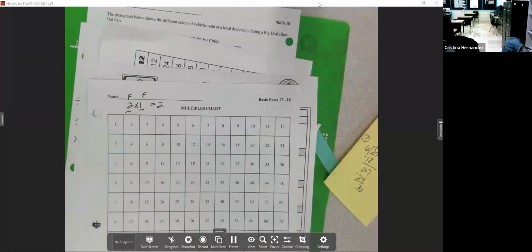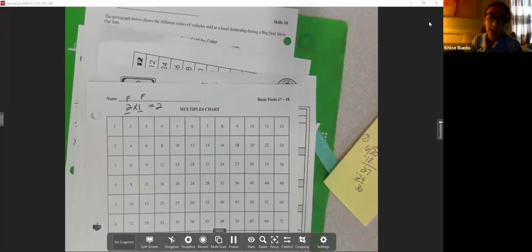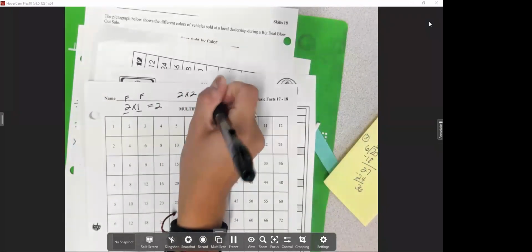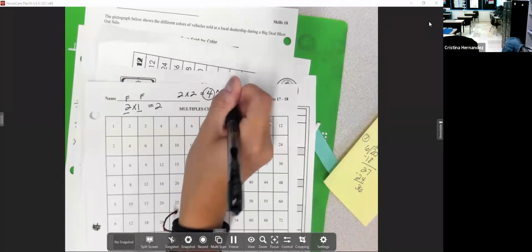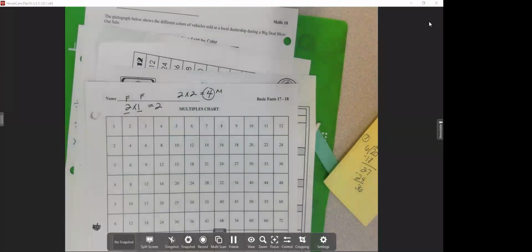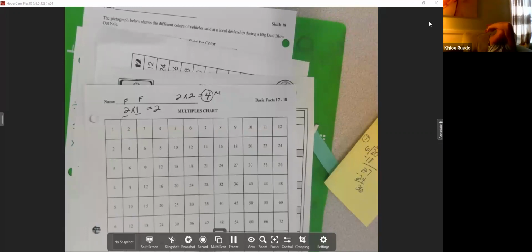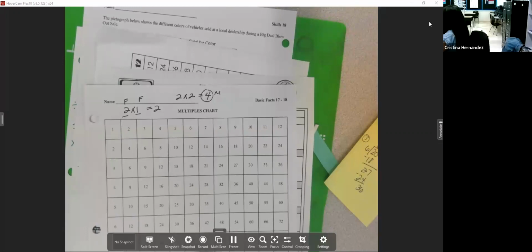Make sure you're keeping your cameras on too. What times what gives you 4? 2 times 2. That's the multiple. So these are all multiples. What page are we on? It's basic facts, 16 and 17. I know a lot of y'all probably don't have highlighters, but make sure you have a pencil if you don't have a highlighter. Because we're going to go through and highlight.